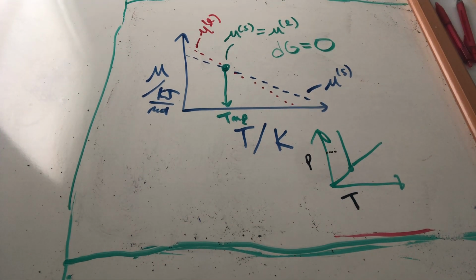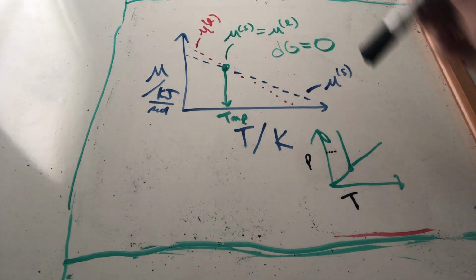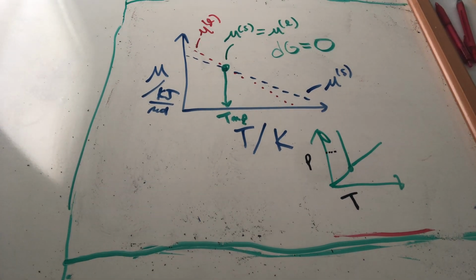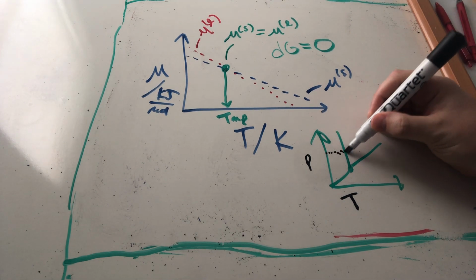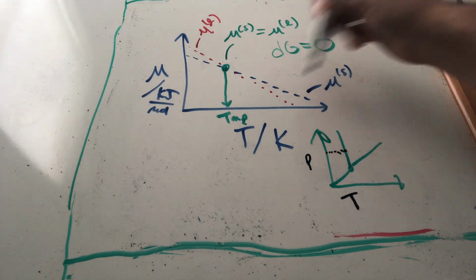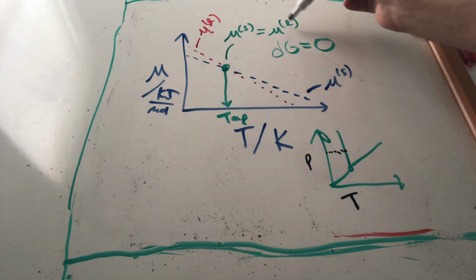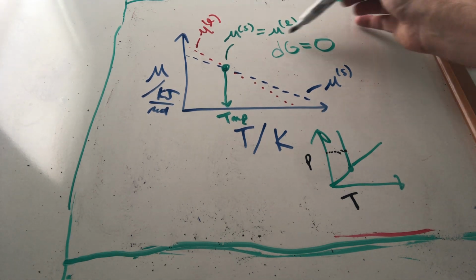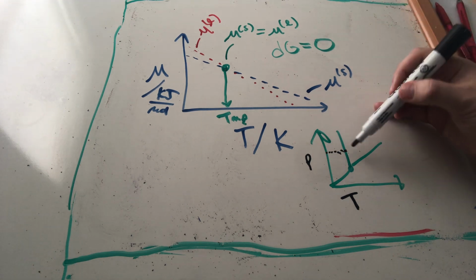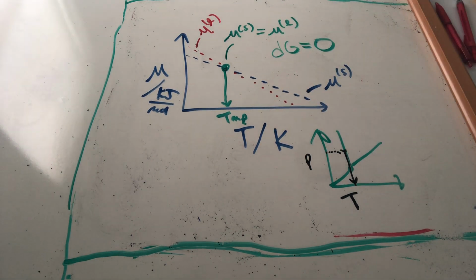Okay? So mu solid is lower than mu liquid over in this region. And what do we see in our phase diagram? We see a solid phase. This point right here corresponds to this point there. This is where they're in equilibrium. This is the coexistence region. This is where the potentials must be the same. We're getting equilibrium, which corresponds to dG equals 0, right? This corresponds, just like this does, to the melting point, okay?